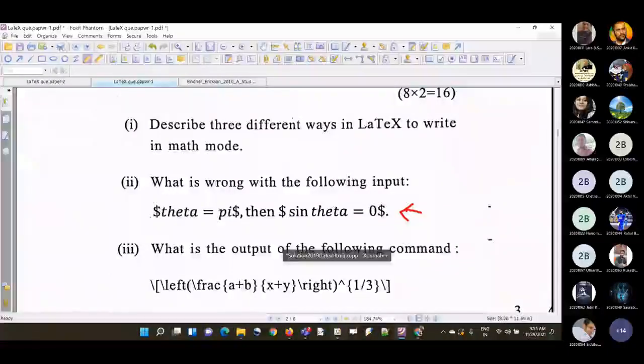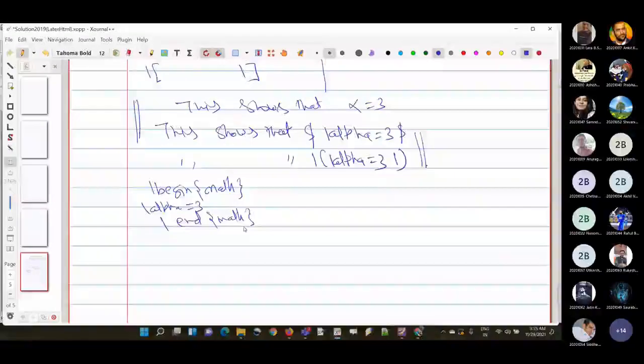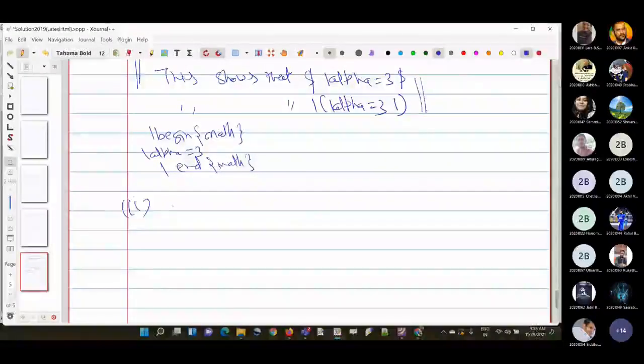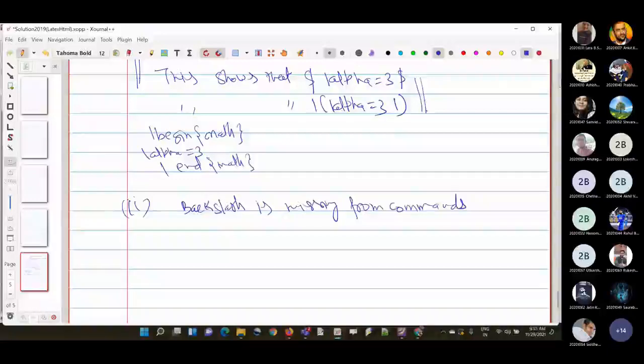Okay. You just write, I think this is the second one. You can write backslash is missing from the commands. Okay. And then if you want more, you can write what the correct input is. So in that case, you can write what is correct input.